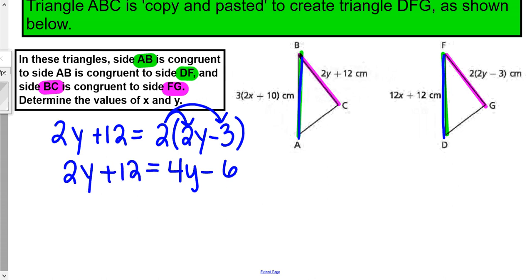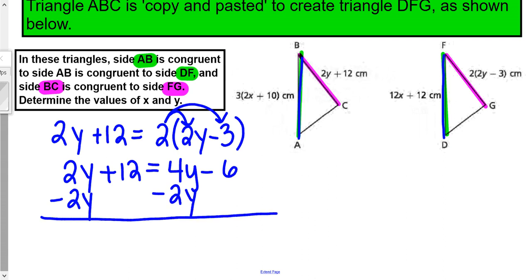My next step is we're always going to try and isolate the variable. So I'm going to want to move my smaller variable first, which is 2y. What we do to one side, we do to the other. This is going to cancel out. I'm left with 12 equals 2y minus 6.